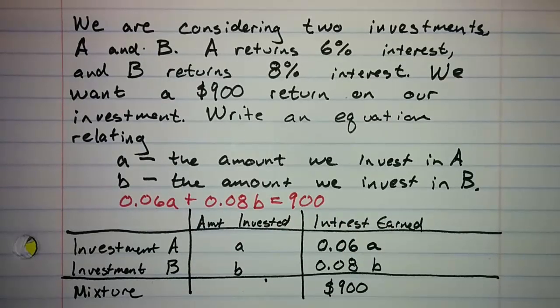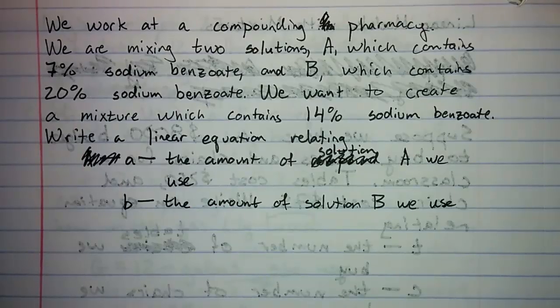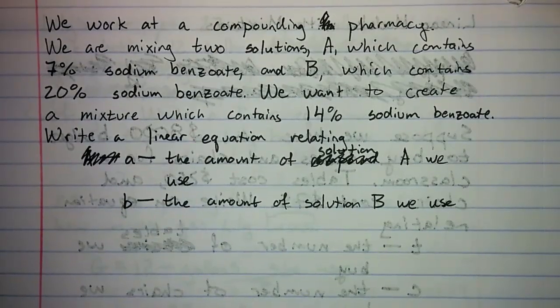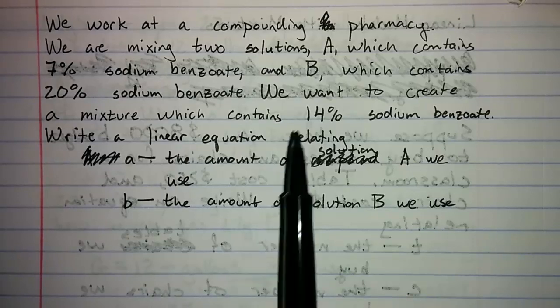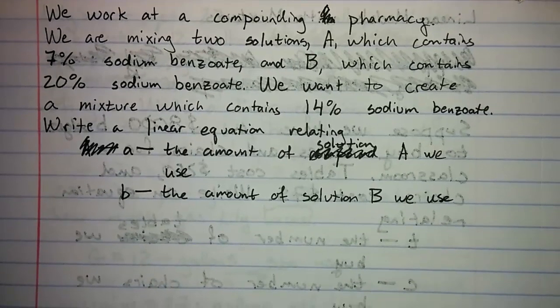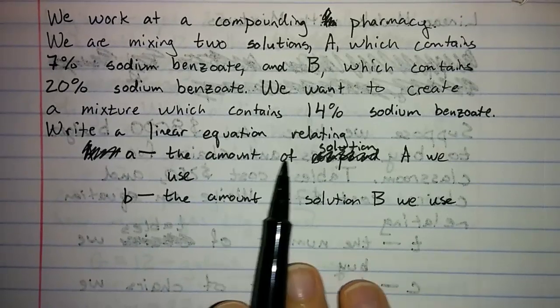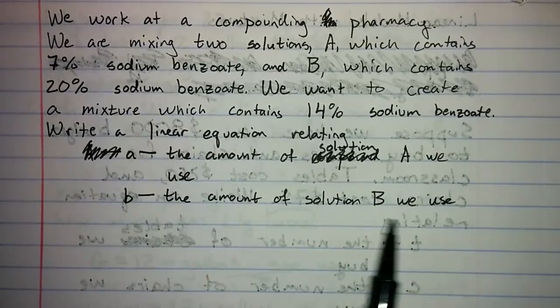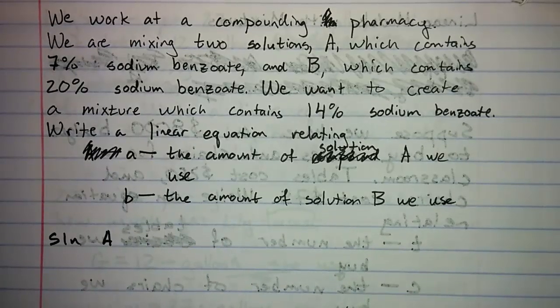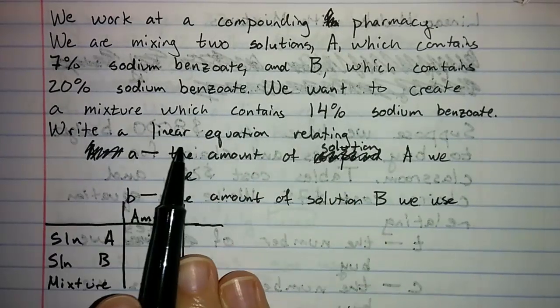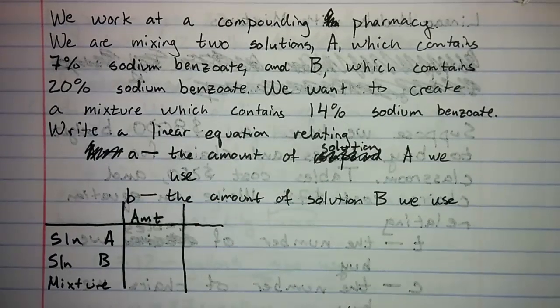Mixtures can get even a little bit more complicated than this. Let's see one more. Suppose we work at a compounding pharmacy and we want to mix two solutions, A, which contains 7% sodium benzoate, and B, which contains 20% sodium benzoate, to create a mixture which contains 14% sodium benzoate. We would like to write a linear equation relating the amount of solution A we use to the amount of solution B we use. Again, this is kind of complicated, so I'm going to organize the information in a table. And there's a lot of stuff about percents in here that I want to make sure I'm keeping straight.